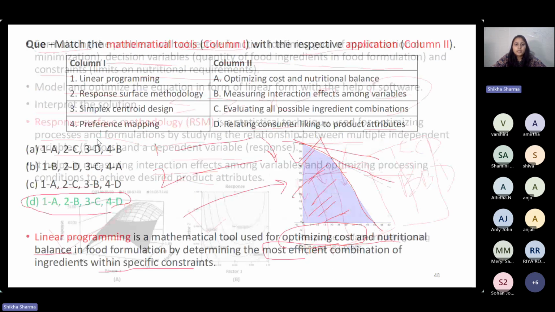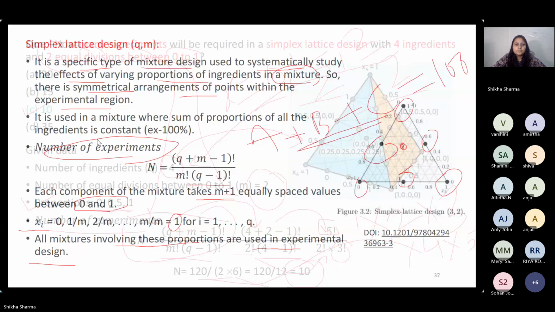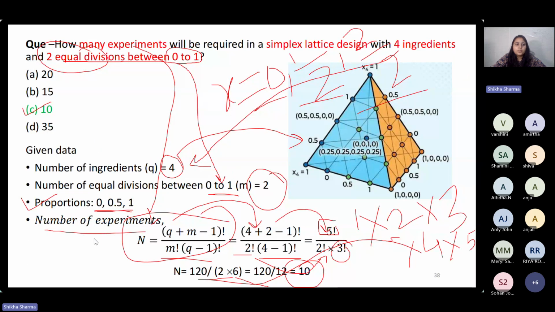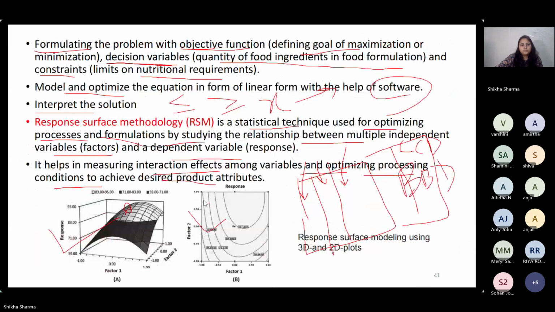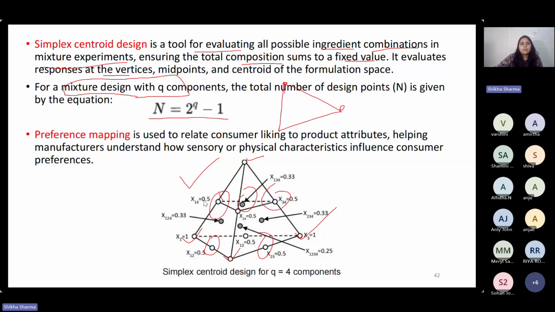Whereas we discussed that it is n equals this number of experiments in the simplex lattice design. And preference mapping is basically used to relate the consumer liking to the product attributes. It helps the manufacturer understand how sensory or physical characteristics influence consumer preferences. It will be discussed in detail in the coming slides.